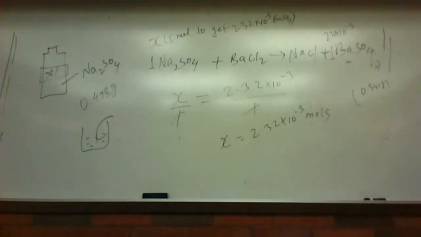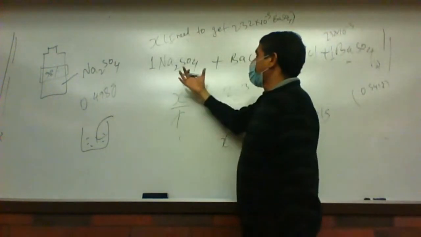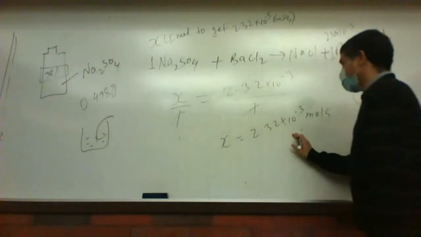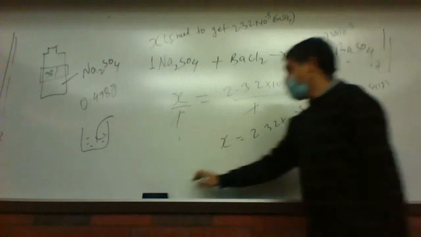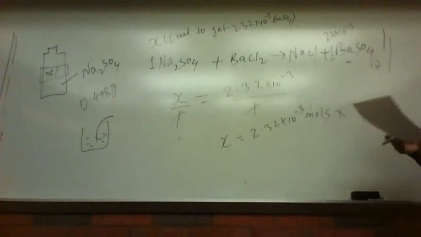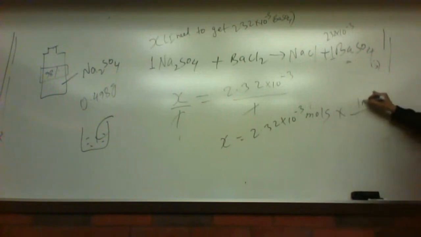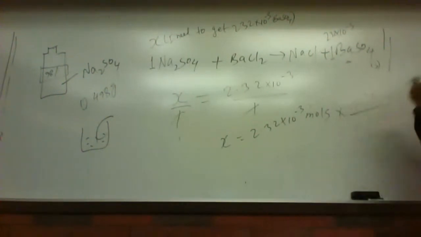Now I can convert that mole to gram. From the barium sulfate, I just found how much pure sodium sulfate I will need. Now I'm going to convert this into gram. In converting to gram, I already put the conversion factor there: 1 mole of sodium sulfate equals 142 gram. I need gram here, so I put the gram part up.